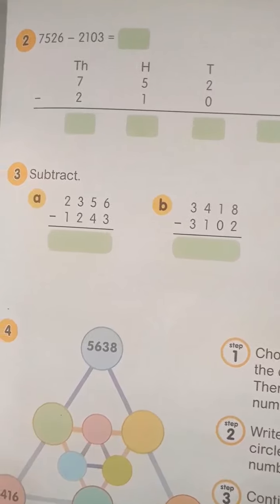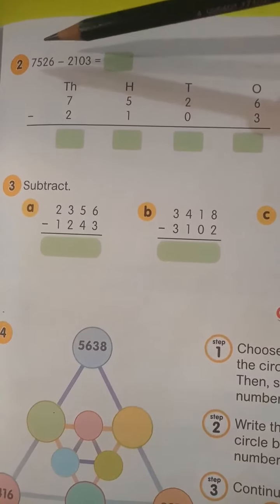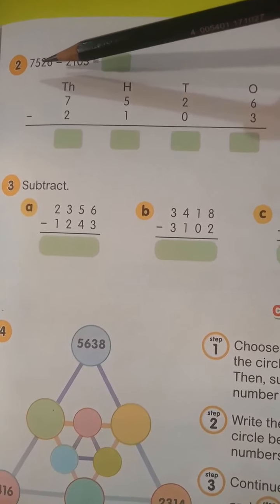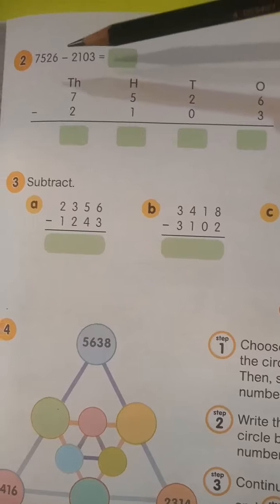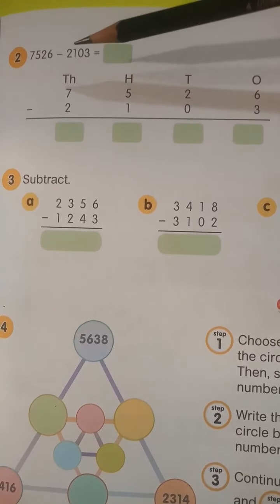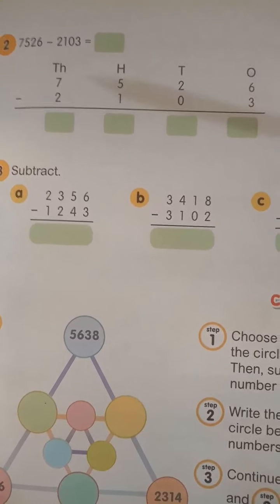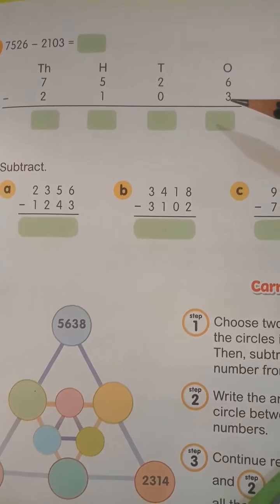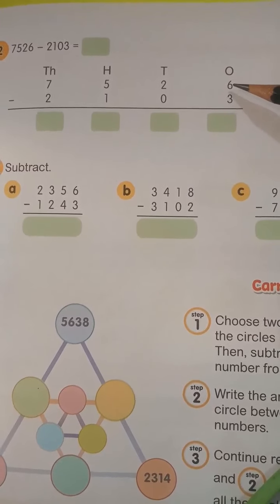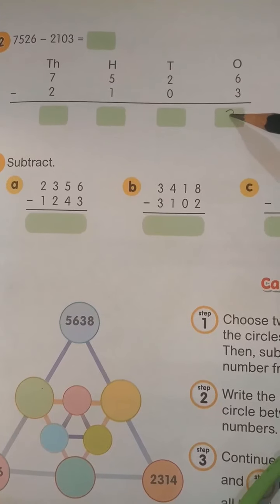And now let's see another example. Number 2. 7,526 minus 2,103. Let's start from the ones. 6 minus 3 equals 3.